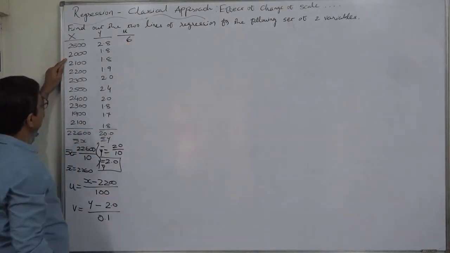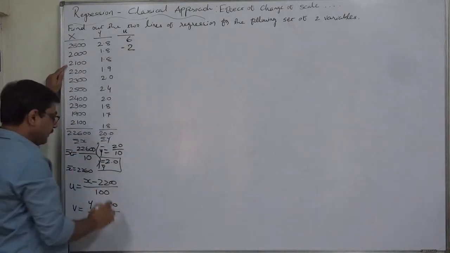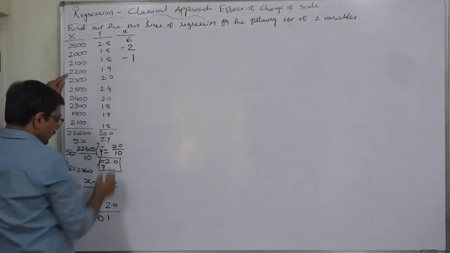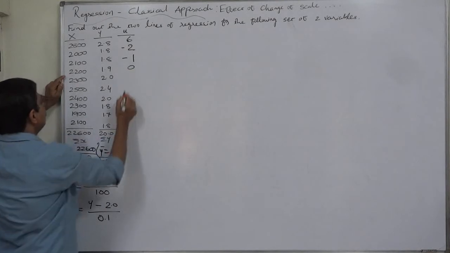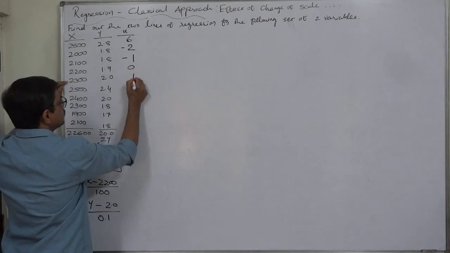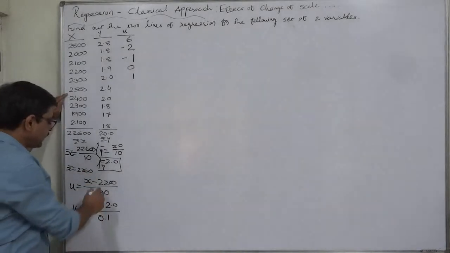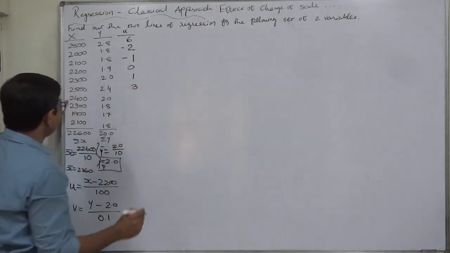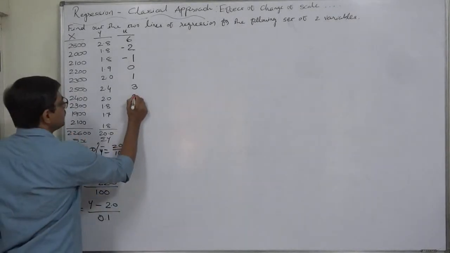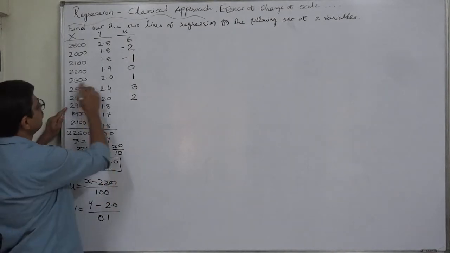2000 minus 2200, minus 200 divided by 100 is minus 2. 2100 minus 2200, minus 100 divided by 100 is minus 1. 2200 minus 2200 is 0. 2300 minus 2200, that is 100 divided by 100, positive 1. 2500 minus 2200 is positive 300 divided by 100, it is positive 3. 2400 minus 2200, positive 200 divided by 100 is positive 2. 2300 minus 2200, result is 1 exactly.